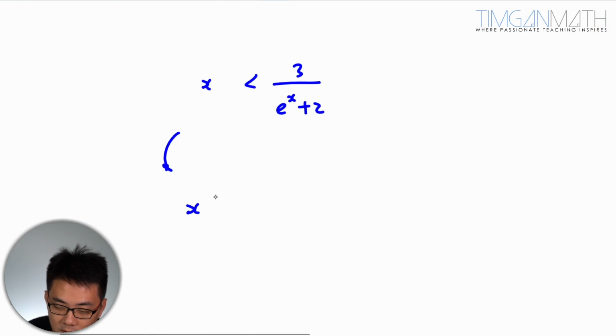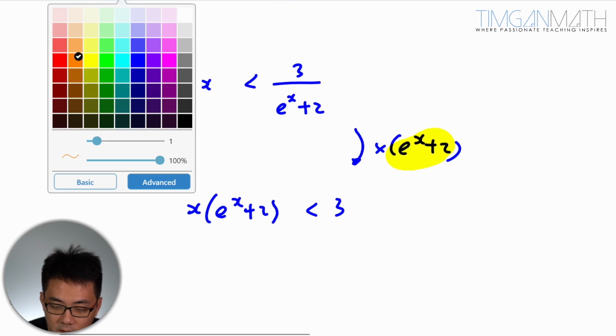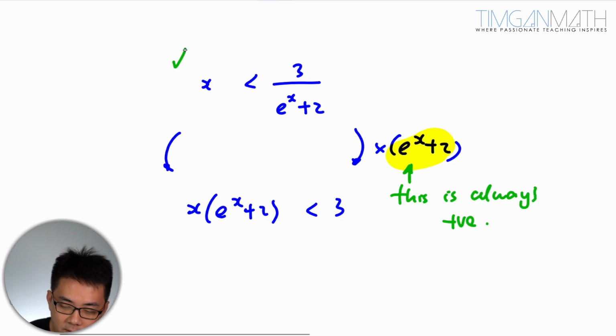Say for example, if x is less than 3x minus x plus 2, then this is okay. You can actually multiply both sides by this value here. So basically we just multiply both sides by e to the power x plus 2, because this is always positive. Okay, this is always positive, so this is fine.